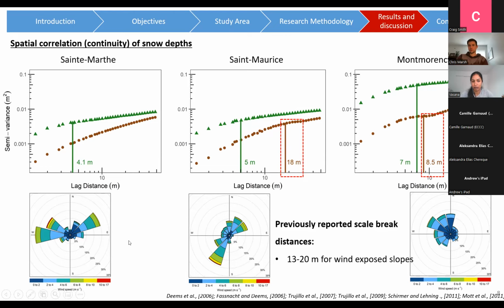Compared to these two agroforested sites, the Montmorency field area shows a smaller scale break distance. This is mainly because of the smaller extent of this area as well as the sheltering of the wind at this site.